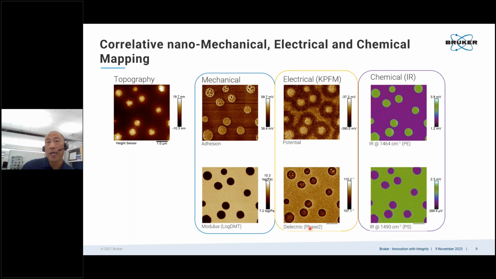In the meantime, you can also get the dielectric contrast map, the dielectric constant map down there. It's qualitative, but you can see it as well. So with all the different techniques, we have chemical, electrical and mechanical, each telling some story about the sample, and together we can have a better understanding of the sample.